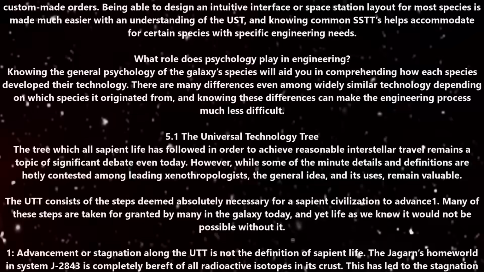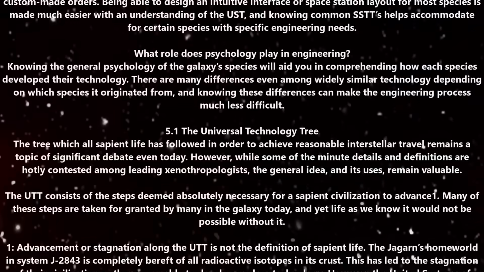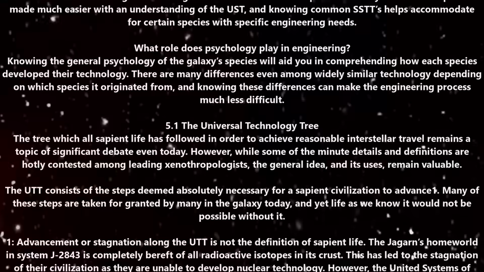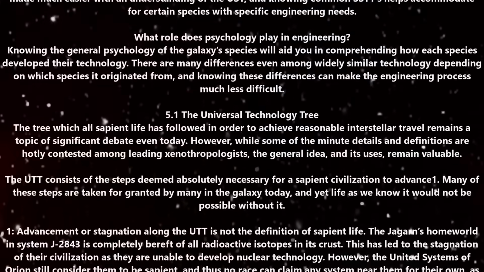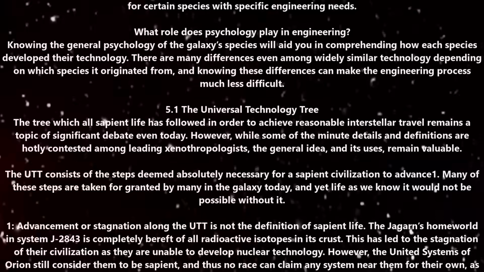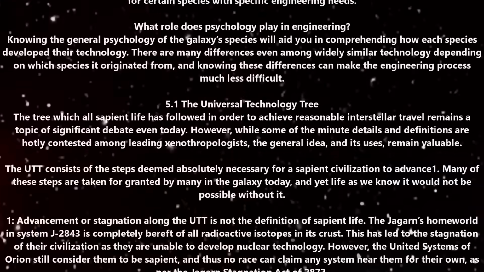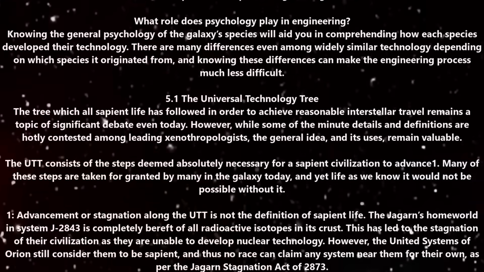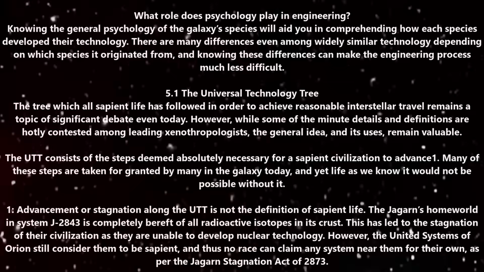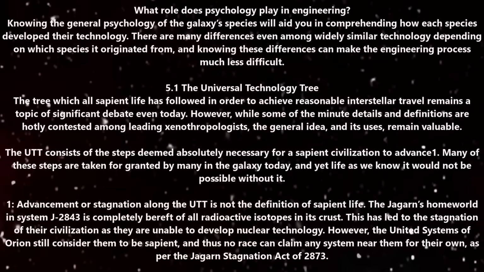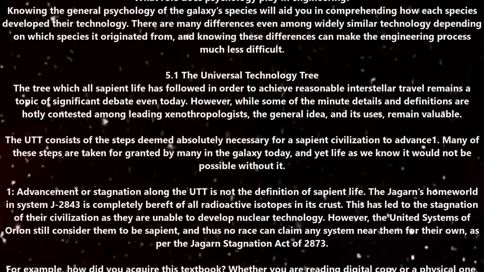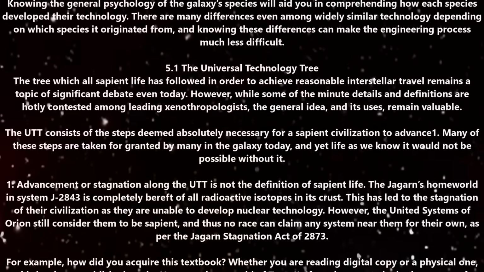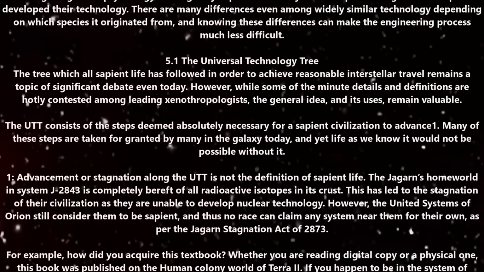5.1. The Universal Technology Tree. The tree which all sapient life has followed in order to achieve reasonable interstellar travel remains a topic of significant debate even today. Some of the minute details and definitions are hotly contested amongst xenoanthropologists. However, the general idea and its uses remain valuable. The UTT consists of the steps deemed absolutely necessary for a sapient civilization to advance.